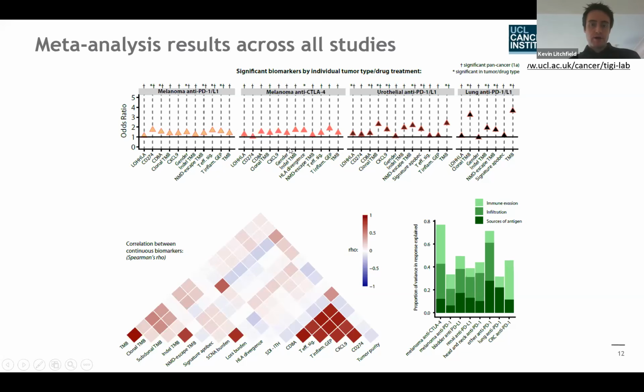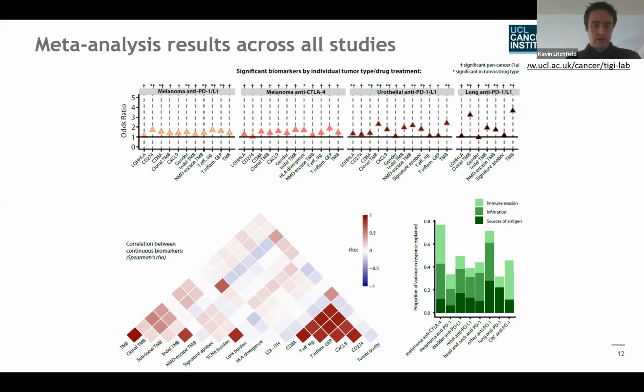We found particular biomarkers significant in the anti-CTLA-4 setting, such as the HLA divergence measure here, which measures the diversity of our germline HLA alleles. If you've got a broader set of HLA alleles, you should present a broader set of epitopes. And so that was significant just in a CTLA-4 setting, which actually may link to the mechanism of anti-CTLA-4 treatment. It's supposed to stimulate a much broader expansion of the TCR repertoire, so that may reflect specific biology for that treatment.